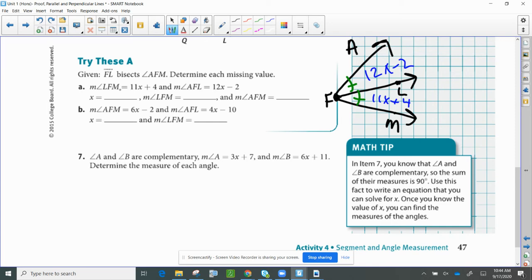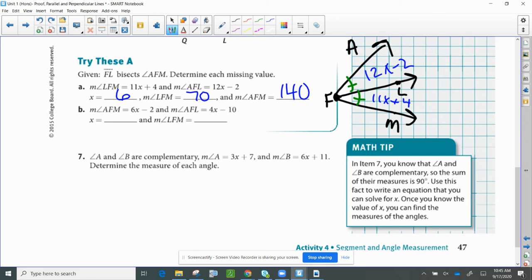If you solved everything right, you should get that x is 6. So what would that make LFM? If you plugged everything in correctly, you should get that it is a 70-degree angle. And then if we find the AFM, our total angle, the big angle, 70 plus 70 would give me a measure of 140 degrees.